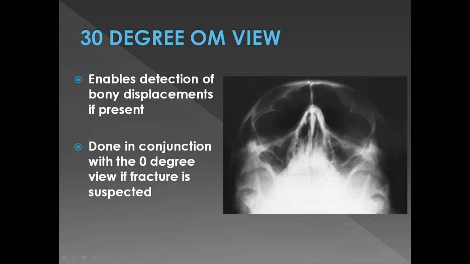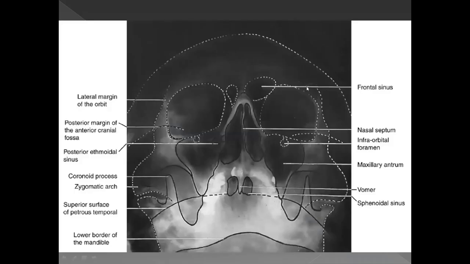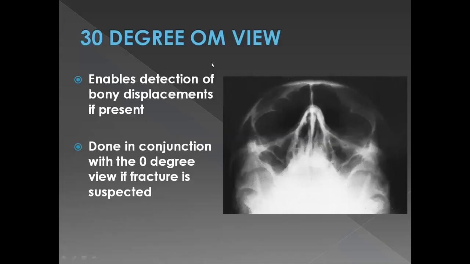And in this, you can see the frontal sinuses are appearing very large as compared to this X-ray over here. See, in this, you could see the frontal sinuses as quite small, but in this X-ray, these frontal sinuses look quite large. All right. So why do we do a 30-degree OM view when you already have studied a 0-degree OM view?